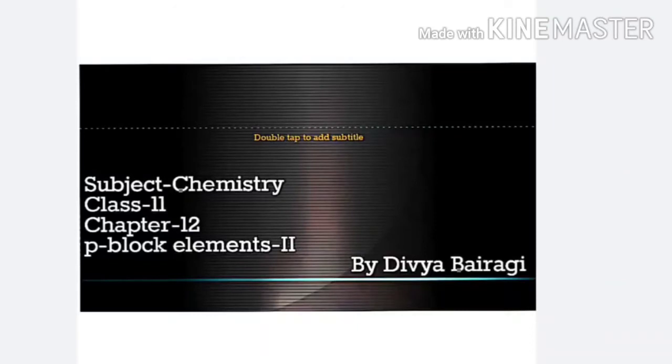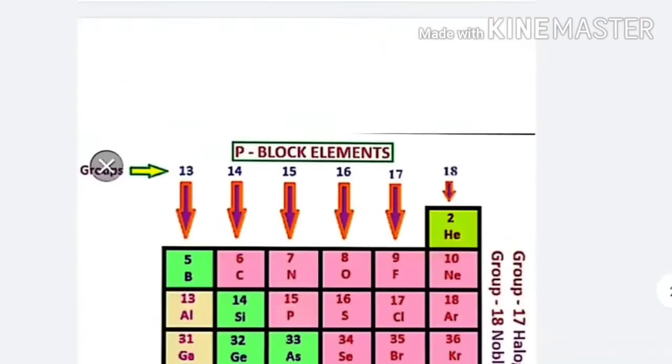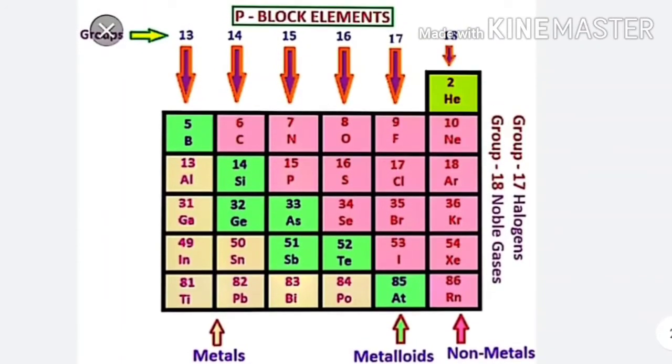So students, today we'll discuss chapter 12 of chemistry, P block elements second. Today we'll discuss the halogen group. In that we have fluorine, chlorine, bromine, iodine, astatine. Halogens means salt producers or sea generators. It is a Greek word. These elements form the salt which can be tasted in sea water.